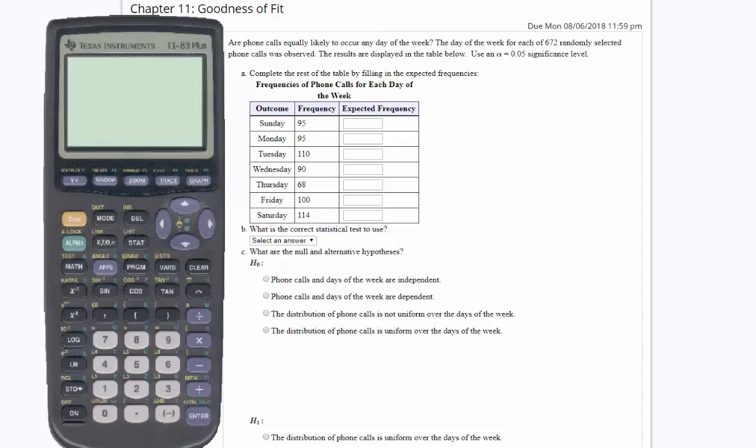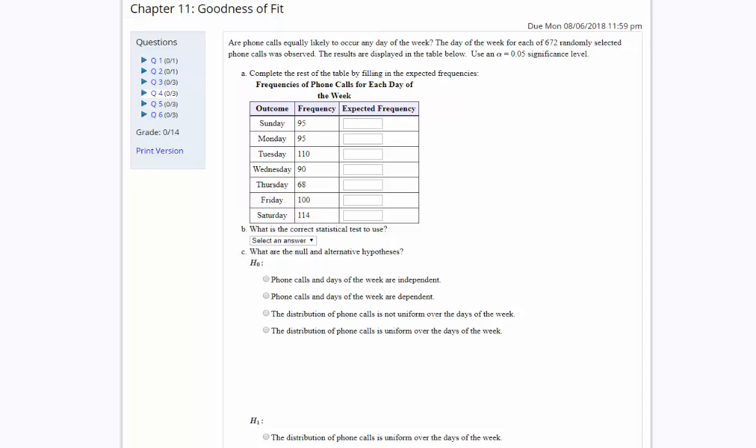I will solve a problem from your homework. Chapter 11, problem 4. You might have slightly different numbers, but the setup should be the same. So let's take a look at this problem. We're interested to see if phone calls are equally likely to occur any day of the week. And we have a sample of 672 randomly selected phone calls and also when these phone calls happened. So we have a frequency table telling us the following information.